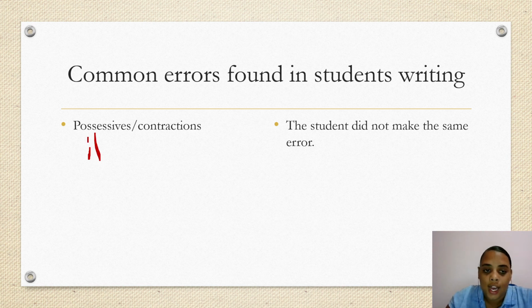So it's as apostrophe, or it is. So they made a really clear distinction between these two, and the student did not make the same error again. Although they did not specify the conventional usage of the apostrophe.